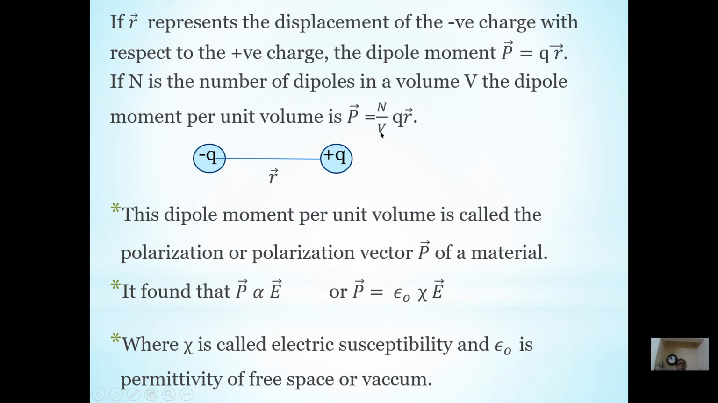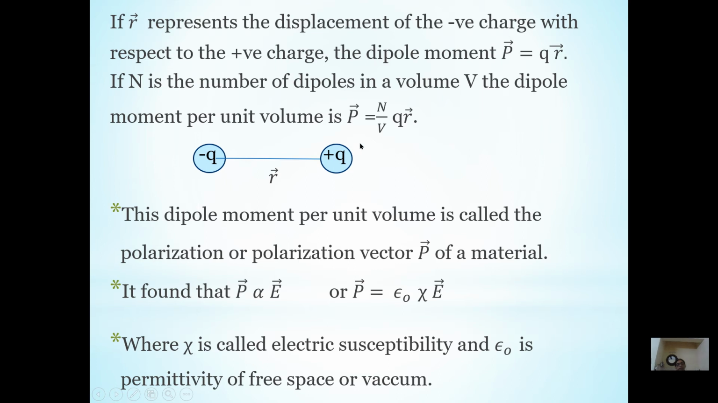Then what is the dipole moment? Each dipole will give rise to a dipole moment of Q into R. Then the dipole moment due to n number of dipoles in unit volume is P equal to n by V into Q into R. So this is the dipole moment in unit volume of the dielectric material.